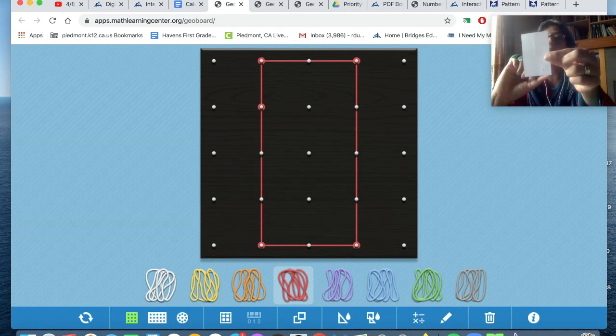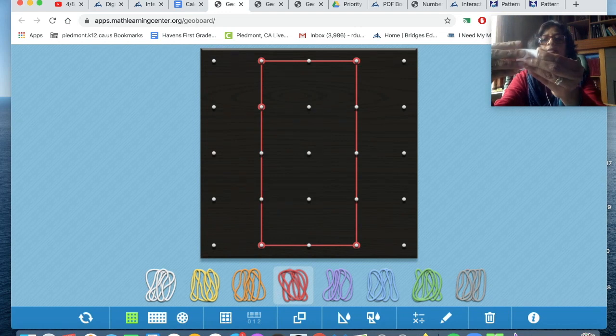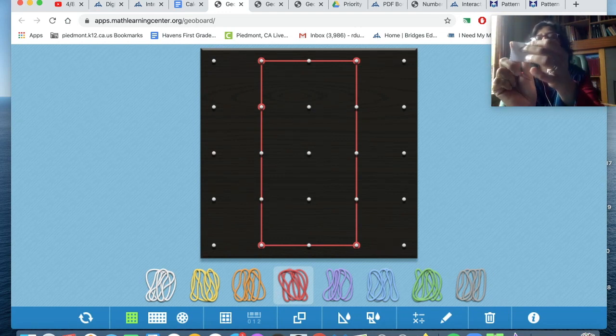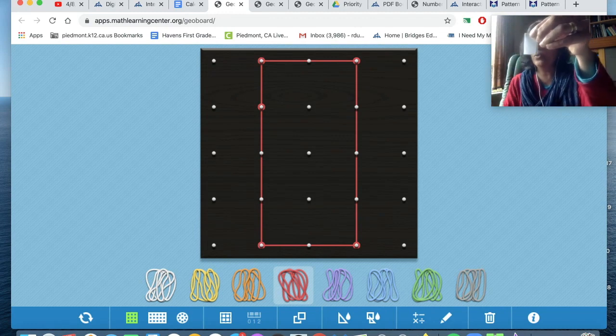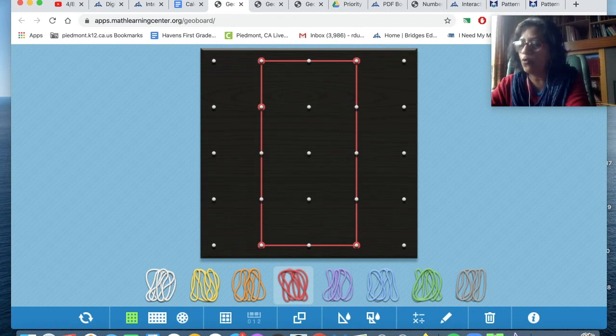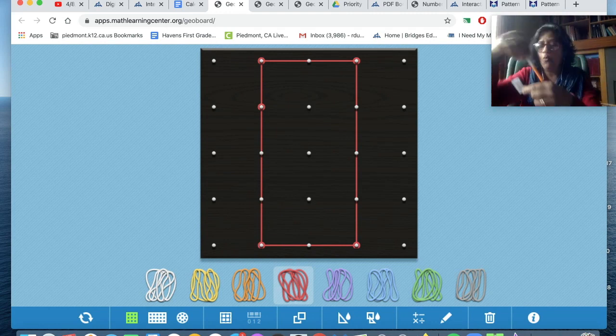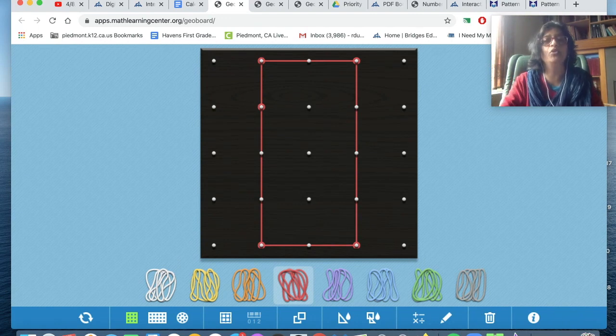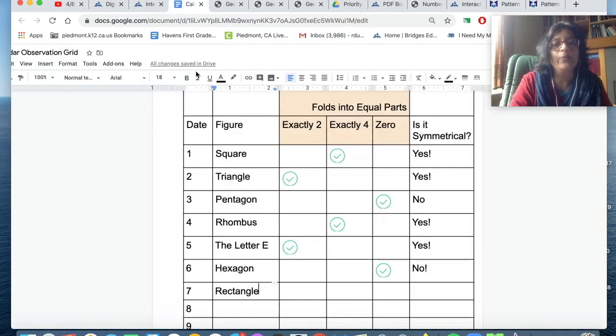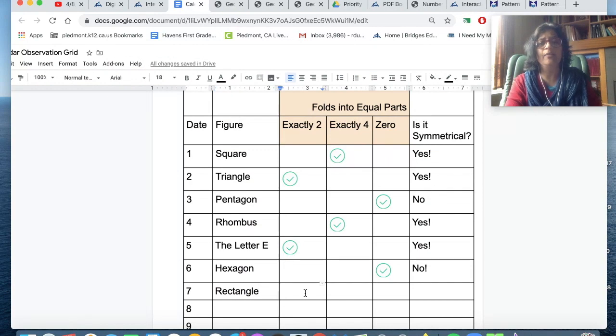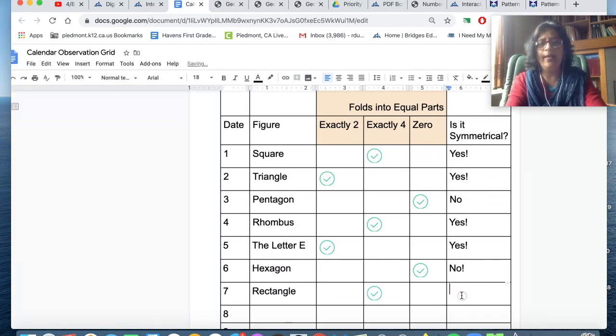I'm going to fold it in half, exactly half, and then I'm going to fold it in exactly quarters. And once I can do that, I can say that they are folded in quarters. When I say quarters, there are 4 equal parts. Okay, when I say half, I say 1 part out of 2 parts. Okay, so we will say, yes, rectangle can be folded into 4 equal parts, and yes, it is symmetrical.